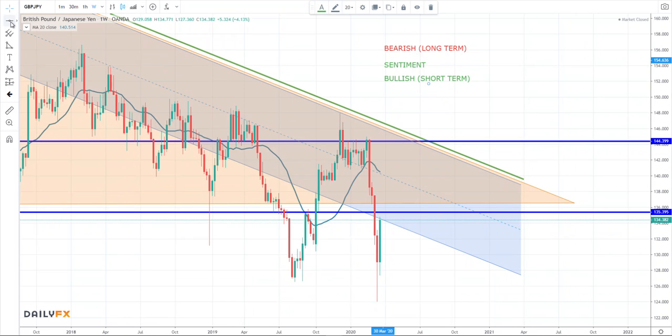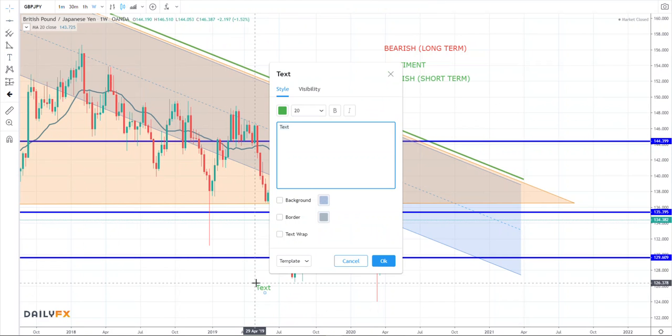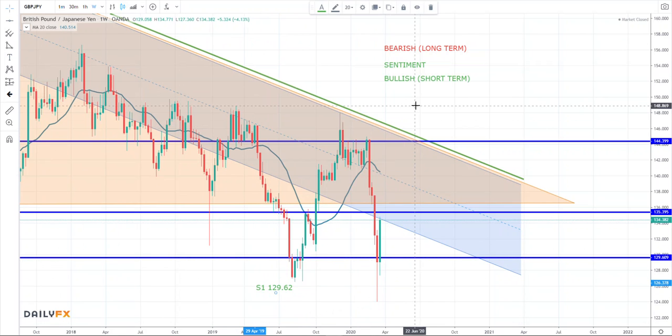129.62. It's our pivot point. And we go there, 129.62. So our next big sell-off, here's the first place that price would stop, potentially hanging out in this price wedge triangle here.